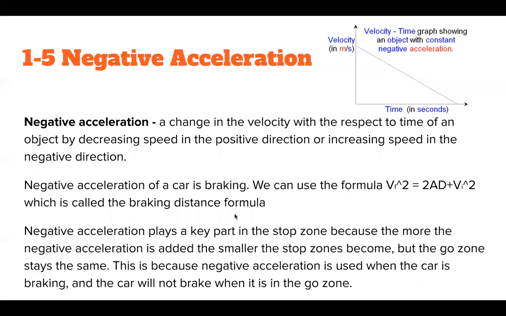1-5 negative acceleration. Negative acceleration plays a key part in the stop zone because the more negative acceleration is added, the smaller the stop zones become, but the go zone stays the same. This is because negative acceleration is used when the car is braking, and the car will not brake when it is going through the go zone. It'll just keep on going at a constant rate through the yellow light.